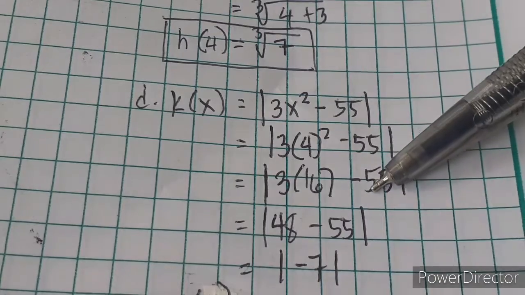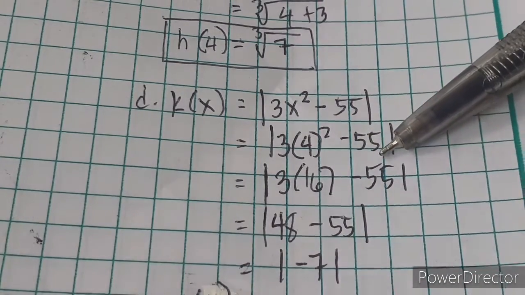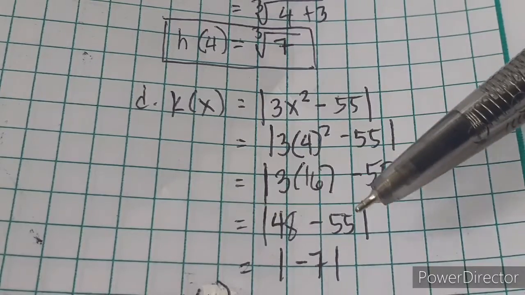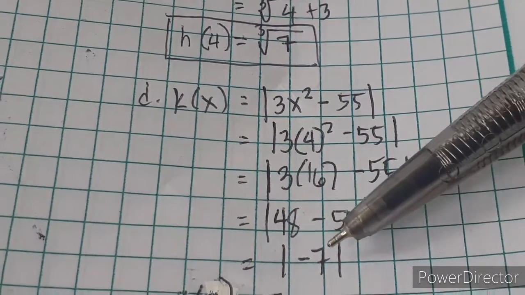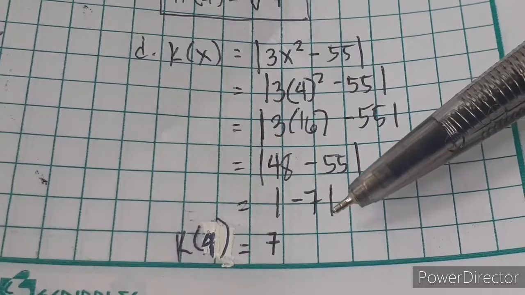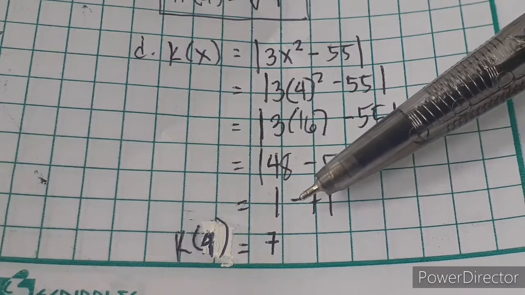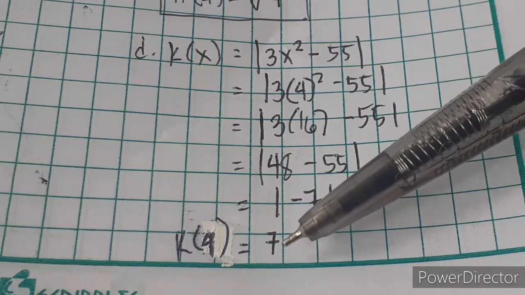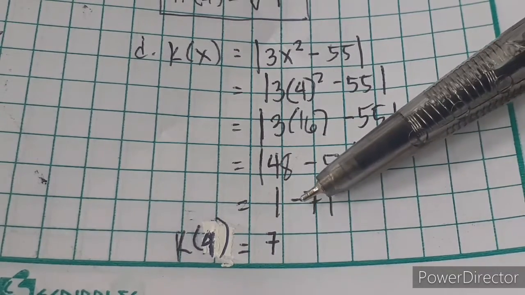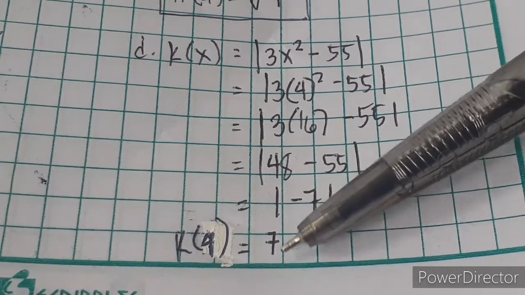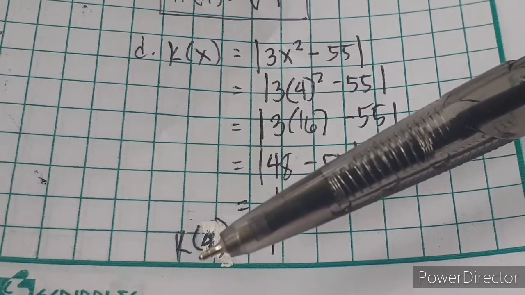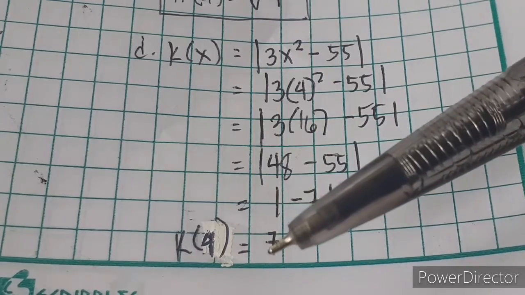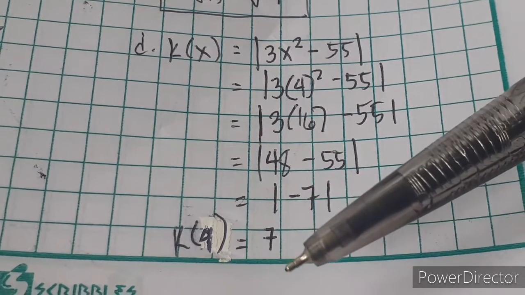All this time you have to bring this down, minus 55, and the absolute signs as well. So that we are left with negative 7. The absolute value of negative 7 is 7. No more positive or negative. So the value of k of x is equal to 7.